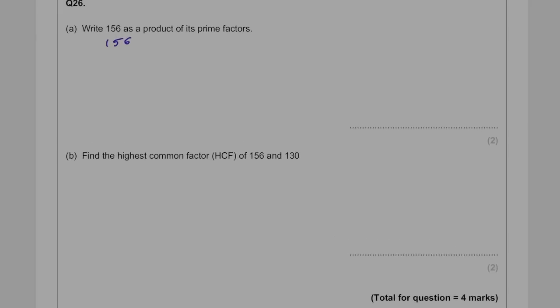Okay, question 26, write 156 as a product of its prime factors. So 156, and take off my lowest factor, 2. Well, 150 will be 75, so that's got to be 78, which is 2 and 39, which is going to be 3 and 13. So 156 is 2 squared times 3 times 13.